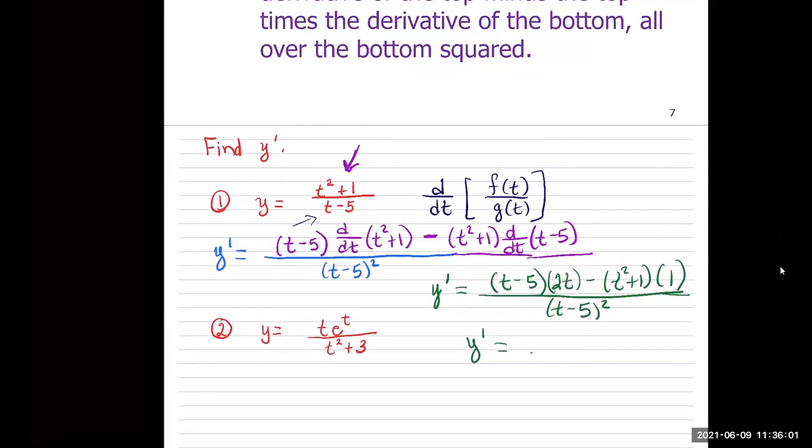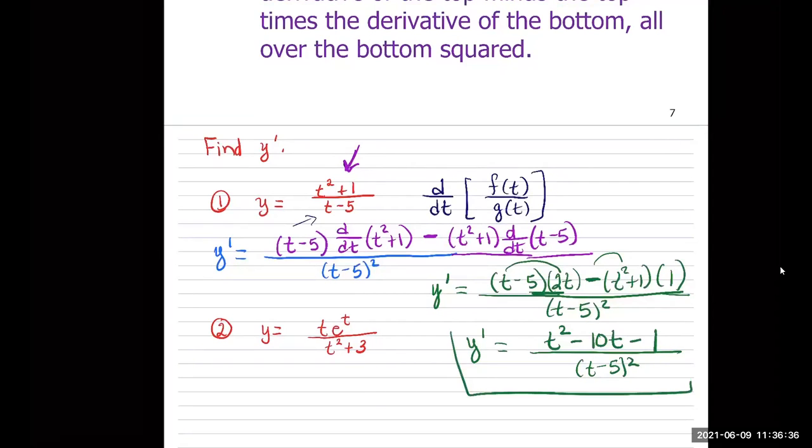I'll give you a hint about simplifying. Don't multiply the bottom out. When we use the quotient rule in the next chapter and we have to simplify, you will want the bottom factored. So leave it factored. But the top, notice we have two different terms because of this minus. So we need to simplify the top. We're going to combine like terms. So notice I have 2t squared minus 1t squared, and then minus 5 times 2t is minus 10t, and 1 times 1 is 1. So that's the derivative using the quotient rule.